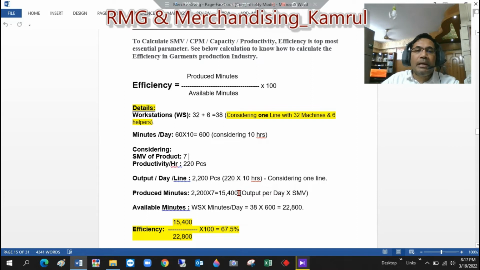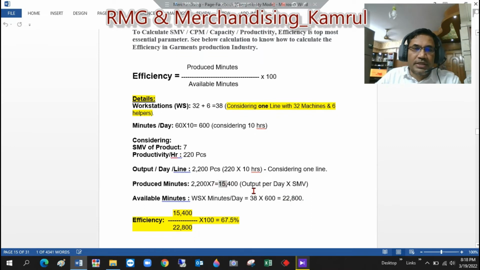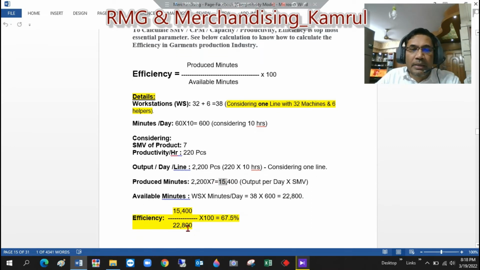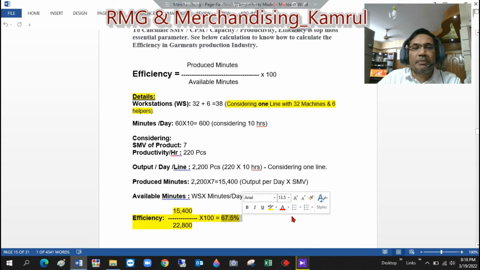Now we have to make the available minutes. The total workstation here is 38. Then how many minutes are working? That is 600 minutes per day. So workstation times minutes per day, 38 times 600, gives 22,800 available minutes. So this is the available minutes and this is the produced minutes. If we divide produced minutes by available minutes and make a percentage, we easily get the efficiency. So for this particular knit line, efficiency is 67.5%.